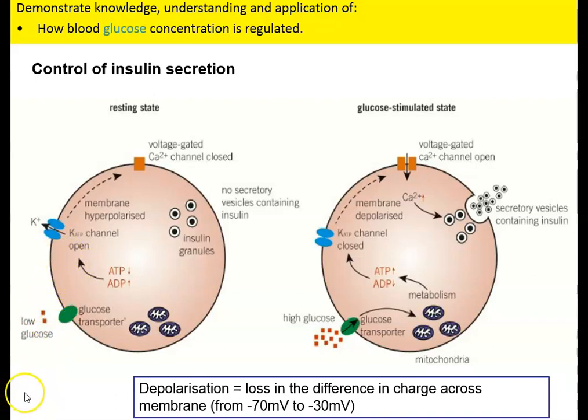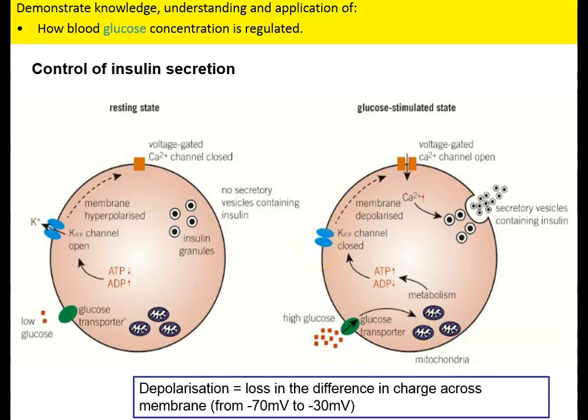The cell on the right-hand side is now in a stimulated state. We have high glucose concentrations around the outside of the cell, and they are passing in through glucose transporters in the cell membrane. And you can see that in the bottom of the picture, those glucose molecules are passing into the cell through those glucose transporters in the membrane. They are being metabolized by the mitochondria to release ATP. That ATP binds to those potassium ion channels and causes them to close. Those potassium channels are referred to as ATP sensitive potassium channels.